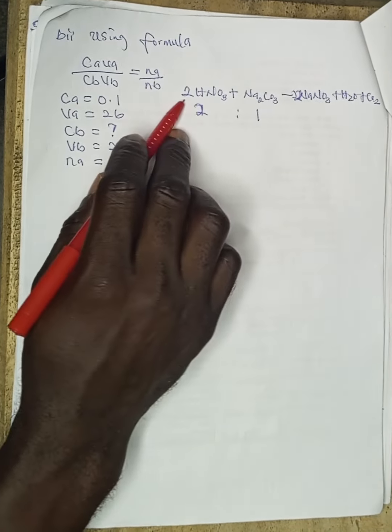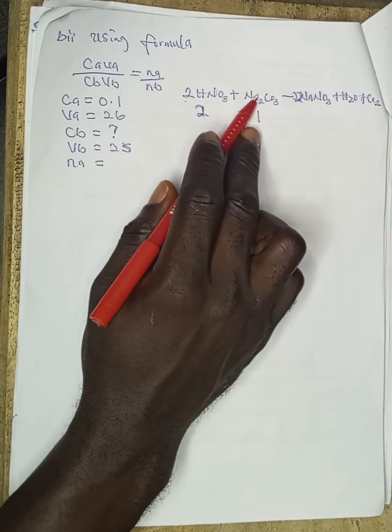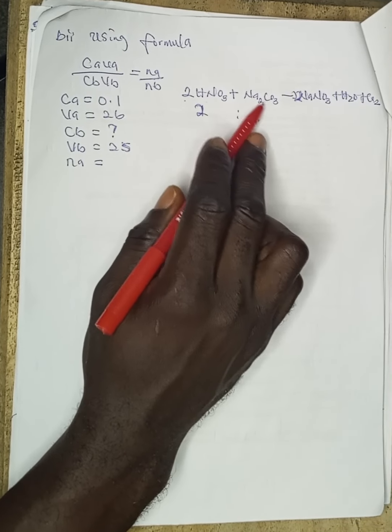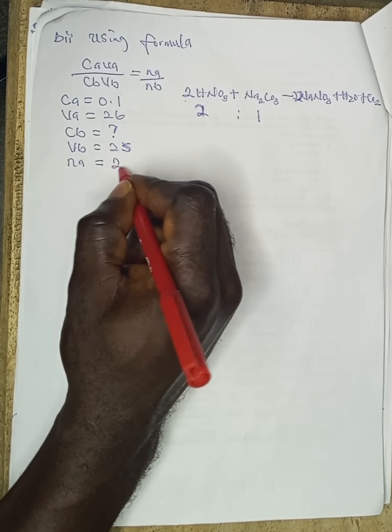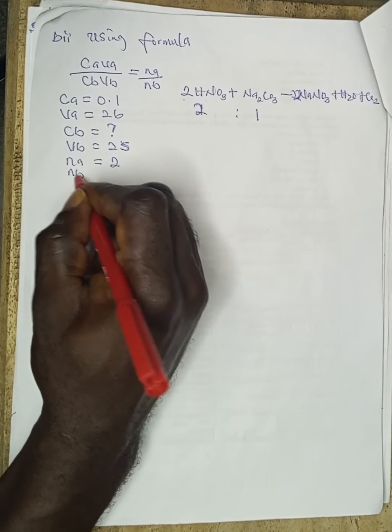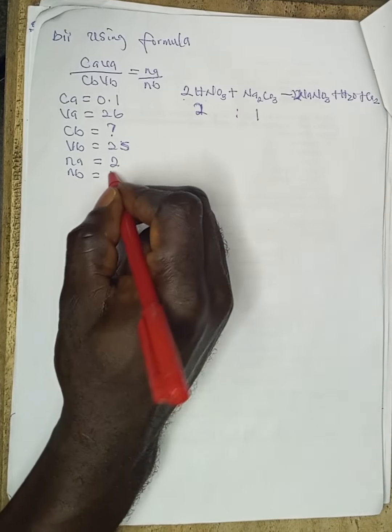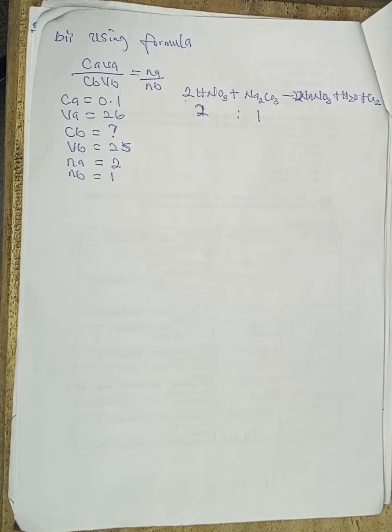2:1. There is 2 in front of this acid, and there's 1 in front of this compound, since there's nothing there. So your Na here, which is your acid, is 2, and your Nb here is 1. So put it in the formula.